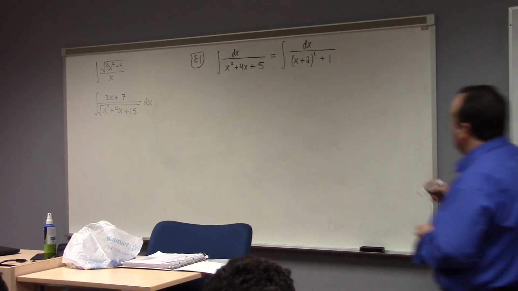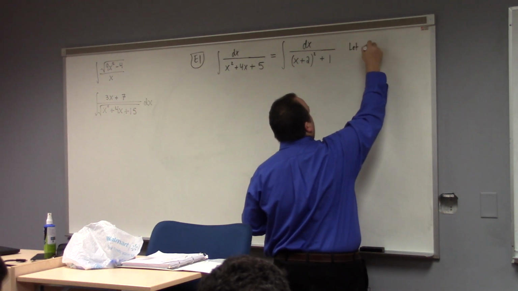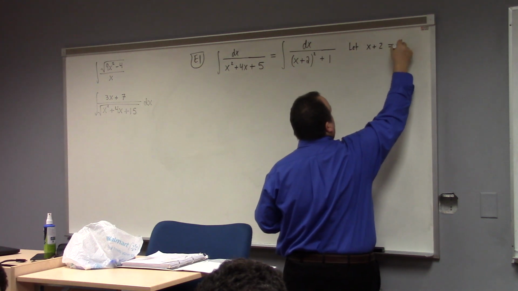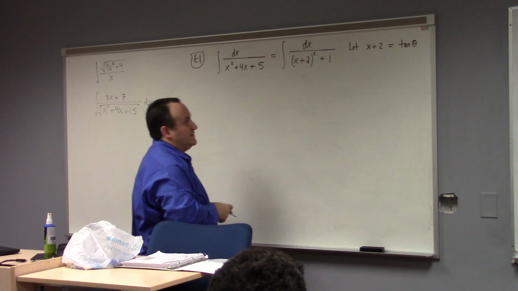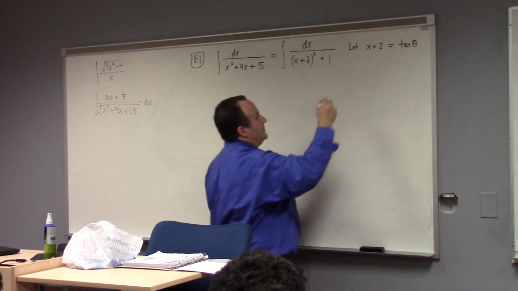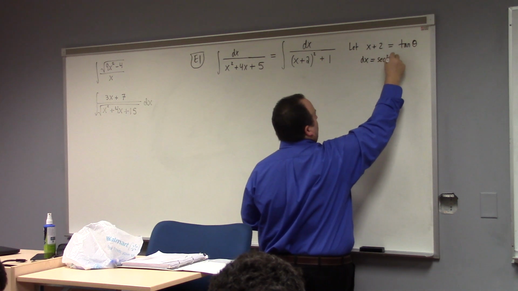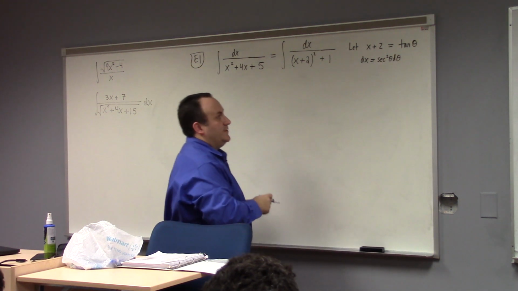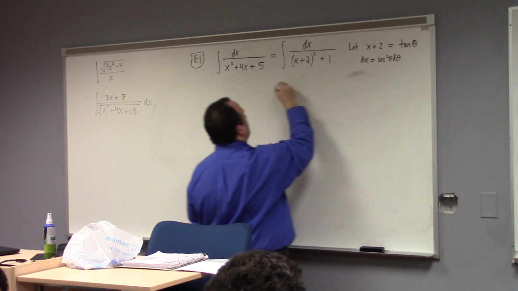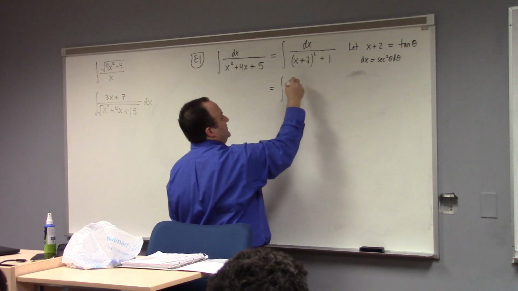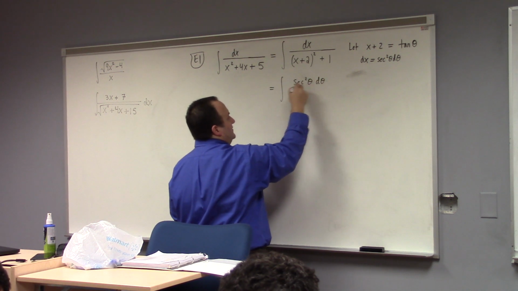So what we're going to do is let x plus 2 equal tangent theta. If we do that, we're going to be off to the races. Then dx is secant squared theta d theta. And what happens with (x plus 2) squared plus 1? Let me just do it in the integral for a change. I've been doing a lot of the algebra on the side, but you could do the algebra in the integral or off to the side, but you need to do it somewhere.